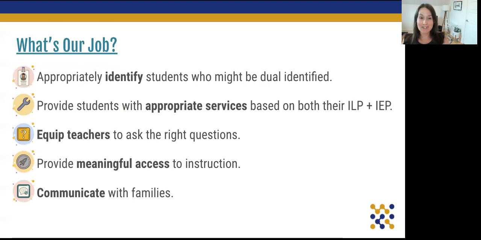This linked fact sheet here where it says what's our job is from the Department of Education. It gives us a good starting point and helps us identify the key aspects of our job when it comes to serving dual identified students. What exactly are we supposed to do and where do we start? First, we want to appropriately identify students who might be dual identified. Then we want to provide students with appropriate services based on both their ILP and their IEP. We also want to equip teachers with the right questions to ask, and we want to provide meaningful access to instruction. And lastly, we want to make sure that we're communicating extremely well with families and parents.